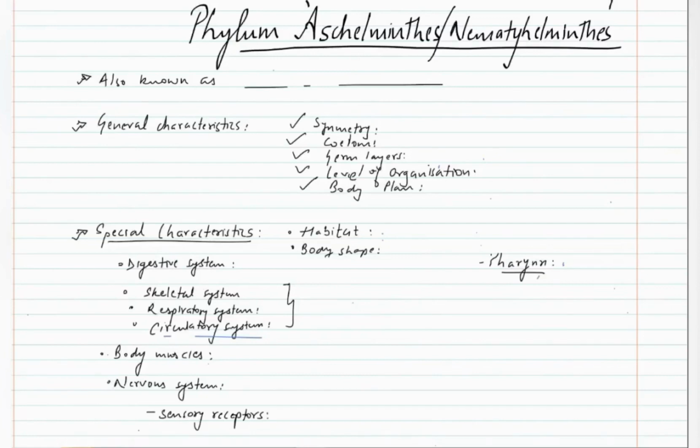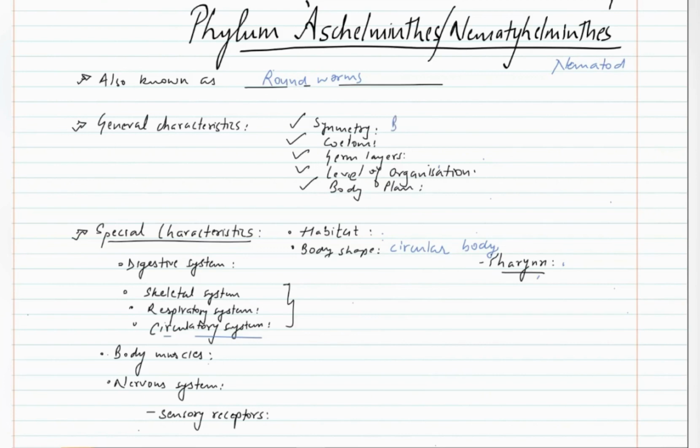In the previous video, we had discussed phylum Platyhelminthes. In this video, we are going to be discussing phylum Aschelminthes, which is also known as phylum Nemathelminthes and also called phylum Nematoda. These are also known as roundworms because their body is circular in cross section. Because they have a circular body, they are also known as roundworms.